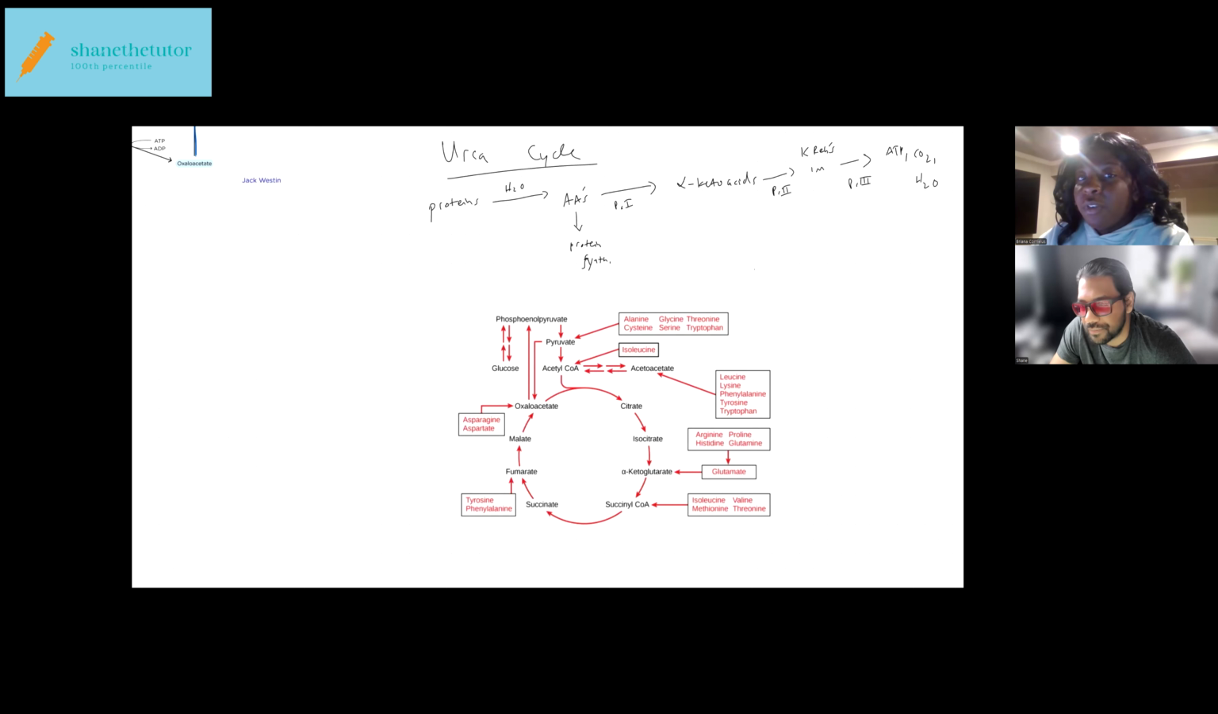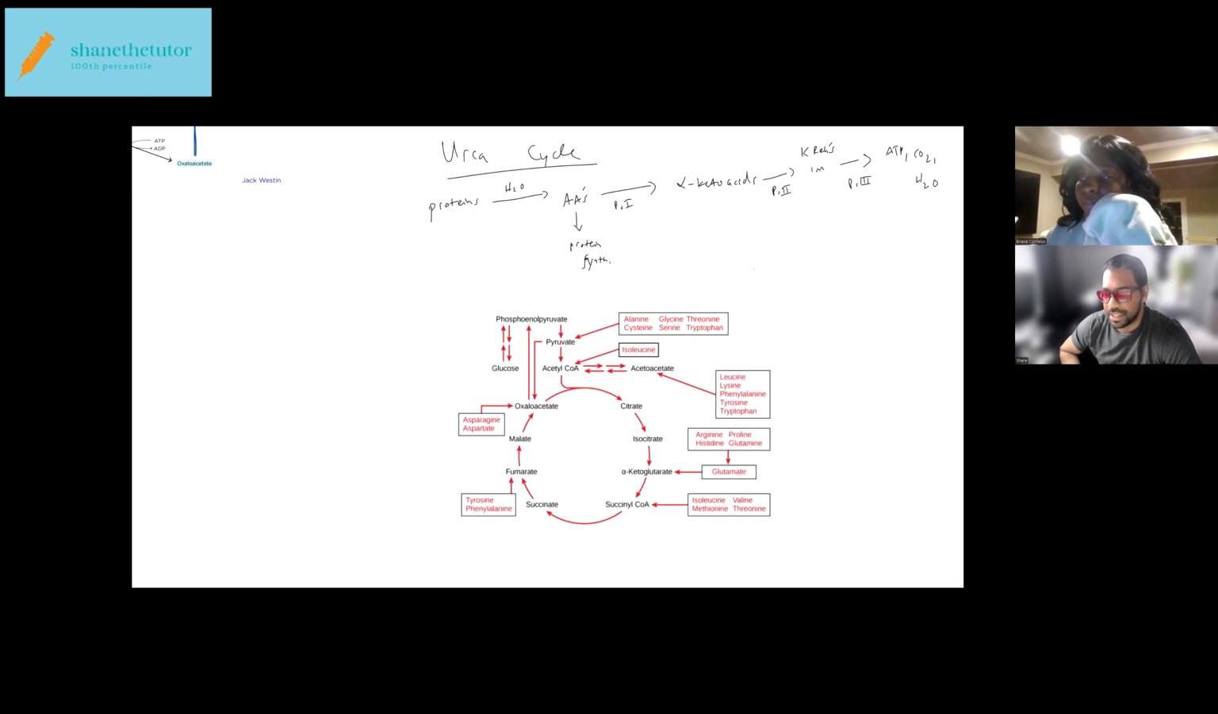But then I guess my question is, why would they need to do that? Is it because if there's no isocitrate or citrate, because that will allow, sorry, yeah, keep going. Sorry.